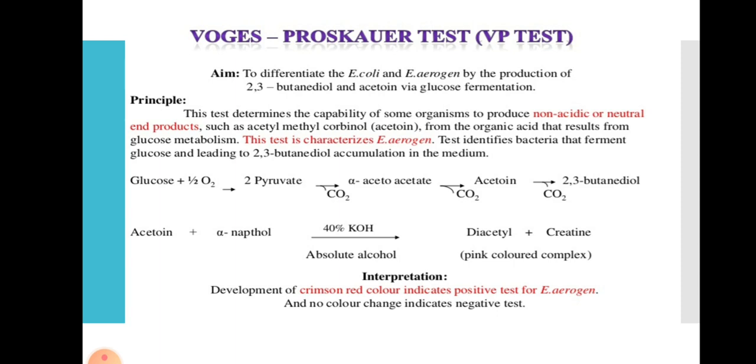reacts with alpha naphthol. Alpha naphthol is the reagent which is added in this particular process after incubation for 48 hours. So the acetoin produced by the microorganism reacts with alpha naphthol in presence of 40% KOH and absolute alcohol to produce diacetyl plus creatine. Diacetyl results in producing a pink colored complex.